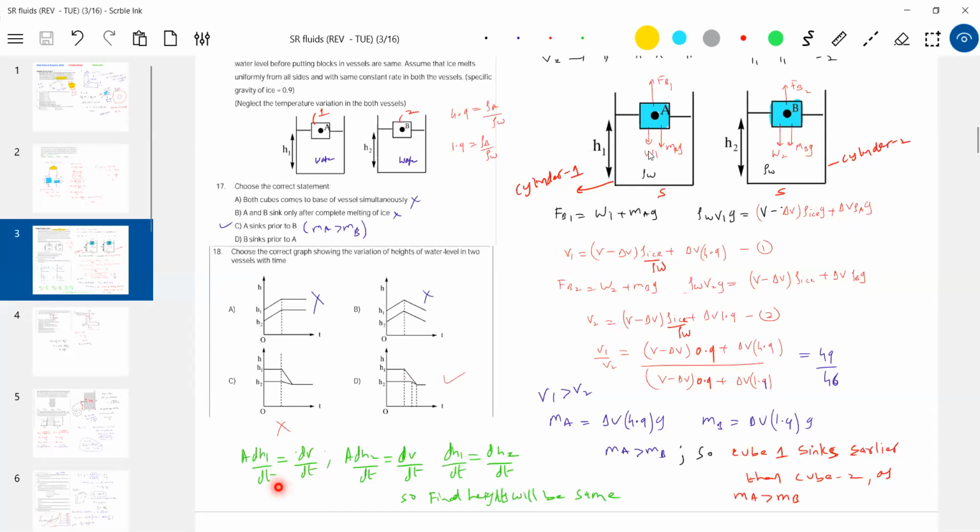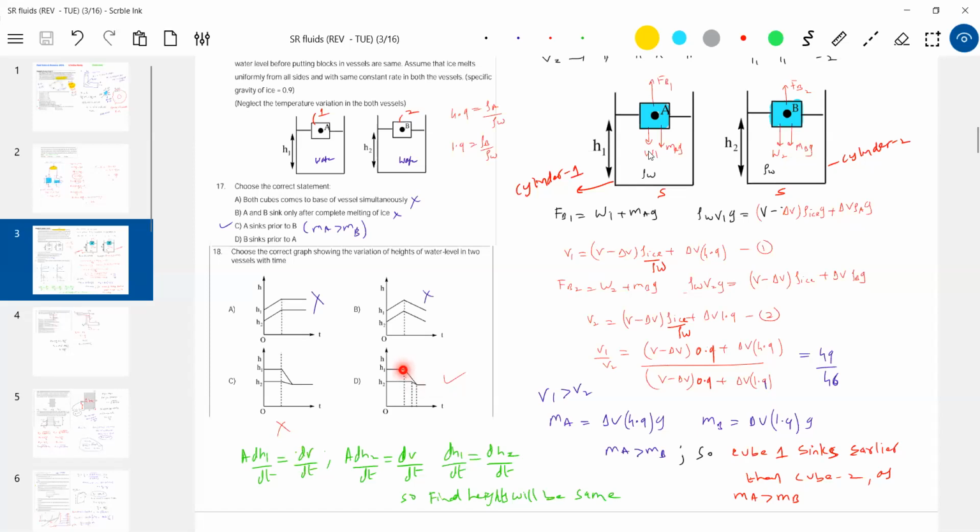So with this, what we can write here is dH1 by dt equal to dH2 by dt. So finally, what will happen? Both will acquire the same height. So why can't we pick up this one? Finally, what happened? The level of liquid in both the containers will be the same.